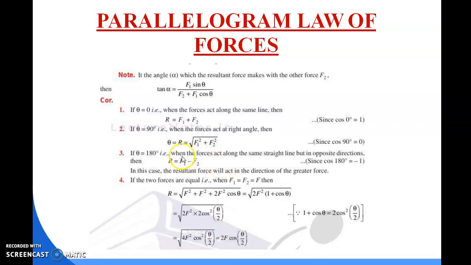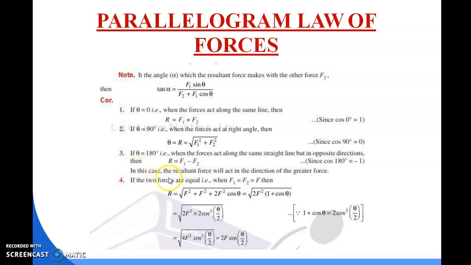Coming to the second condition, if theta is 90 degrees, when the forces act at right angles, the resultant force R equals the square root of F1 squared plus F2 squared. And next, if theta is 180 degrees, that is when the forces act along the same straight line but in opposite directions, then the resultant force R equals F1 minus F2.